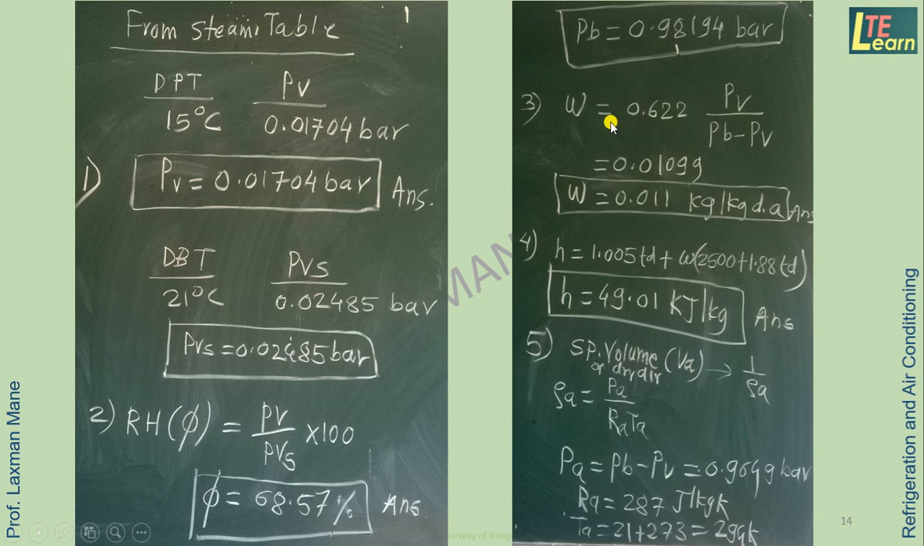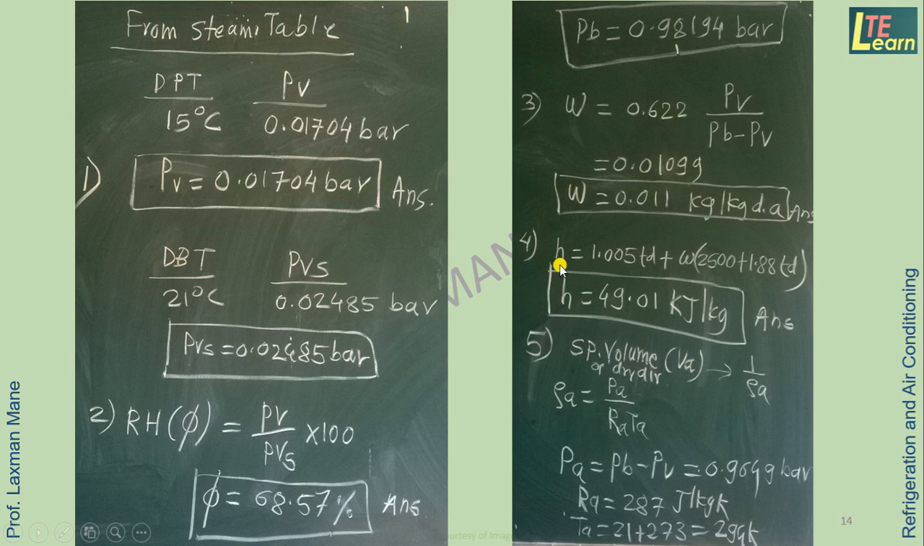Then here W means specific humidity. Here also we use the formula 0.622 times PV upon PB minus PV. Here PB we have already calculated in the last calculation. PB is equal to 0.98194 bar. So using this value and the PV value, we find W is equal to the answer in kilogram per kilogram of dry air.